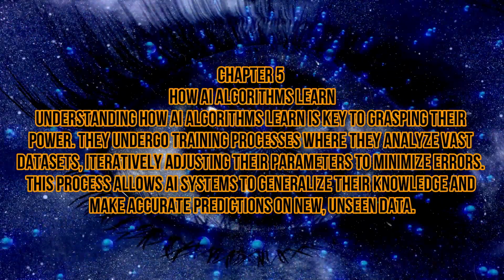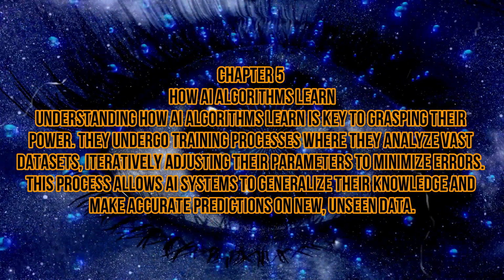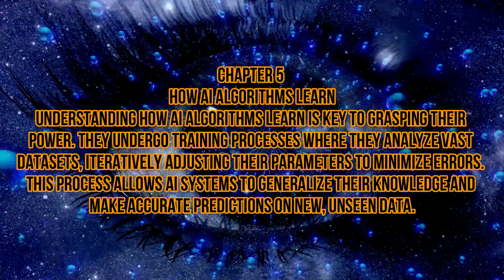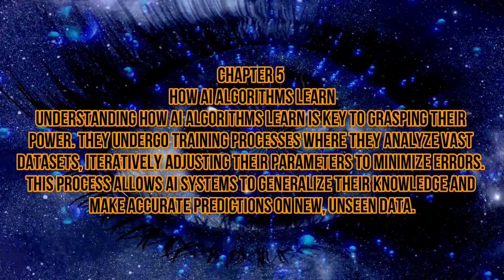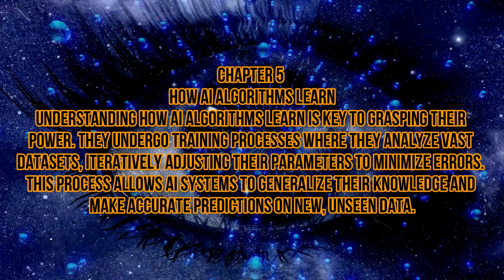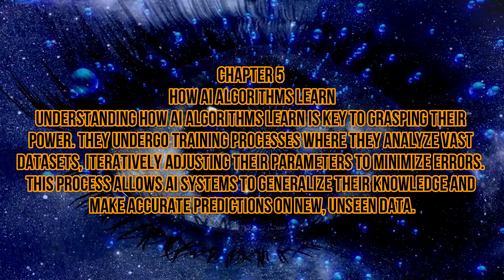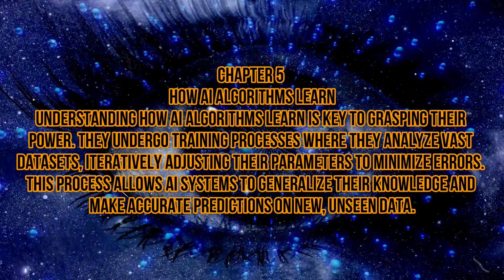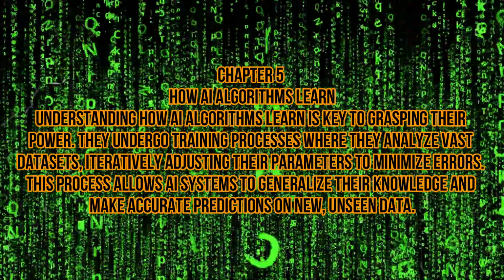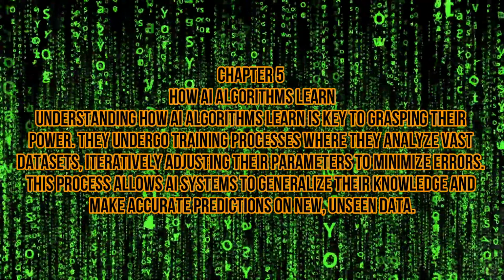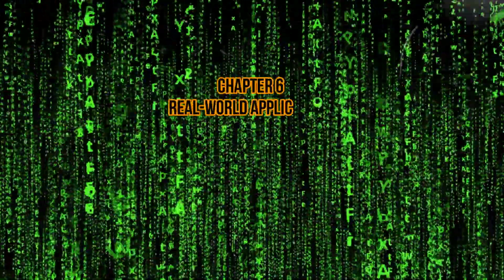Chapter 5: How AI Algorithms Learn. Understanding how AI algorithms learn is key to grasping their power. They undergo training processes where they analyze vast data sets, iteratively adjusting their parameters to minimize errors. This process allows AI systems to generalize their knowledge and make accurate predictions on new, unseen data.